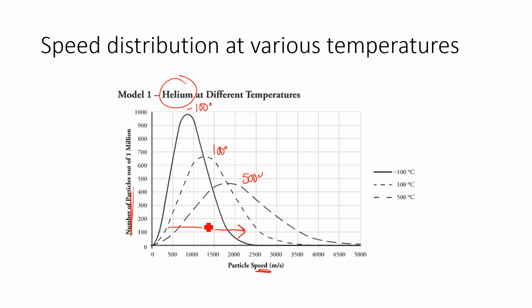It is important to notice that that is on average, right? So if you notice over here, there's some subset of helium particles at negative 100 that are actually moving faster than some of the helium particles at 500 degrees. So we should also keep in mind that there is a distribution of speeds here, and the temperature gives us a sense of what the average speed is.